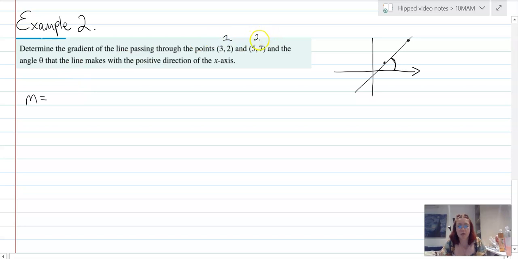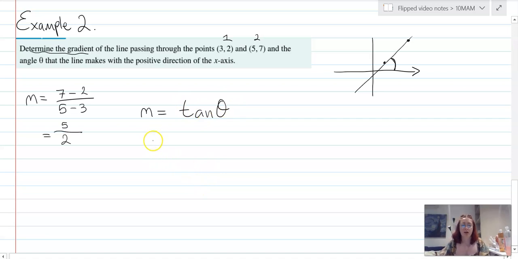So let's use this as point 1, this is point 2. So 7 minus 2 divided by 5 minus 3 gives us 5 over 2. I know how maths works. So we've done the first bit, determine the gradient. We know that the gradient is equal to the tan of theta. So if we want to work out just theta, we take the inverse tan of our gradient, and that is going to give us theta.